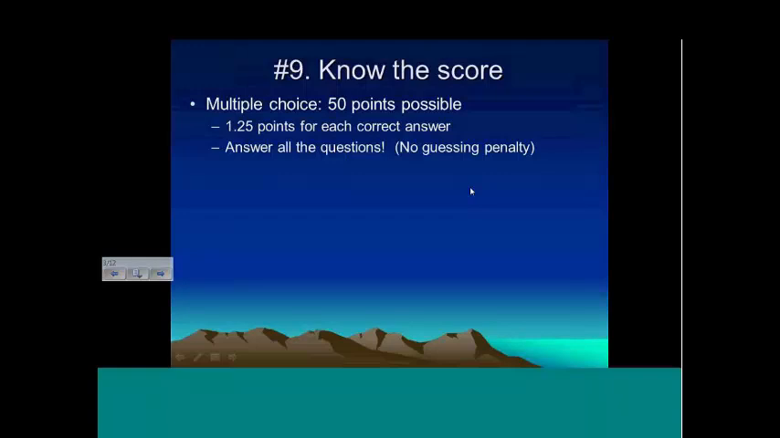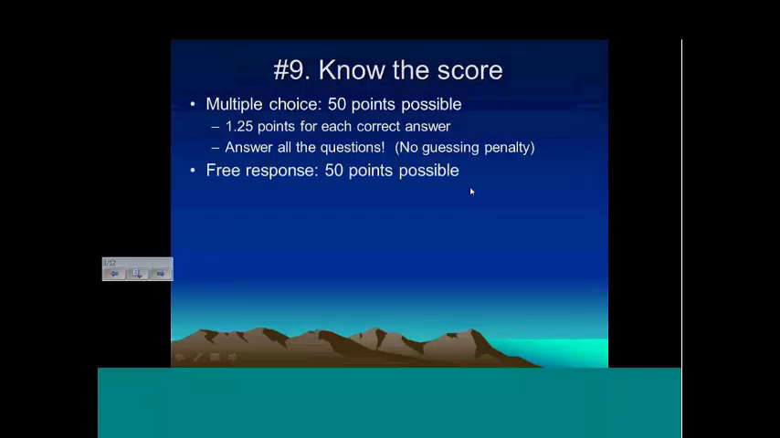And you want to answer all the questions. Unlike some exams, like the current SAT, there's no penalty for guessing. In some exams, you might lose a quarter point or something like that for every wrong answer. But that's not the case with AP Statistics. You want to answer every single question. There's no penalty for guessing at all.